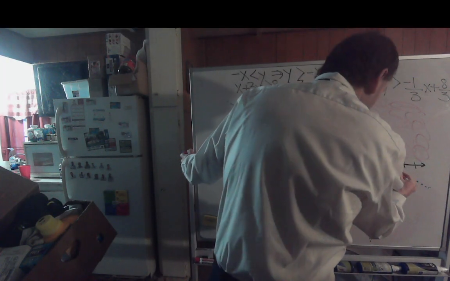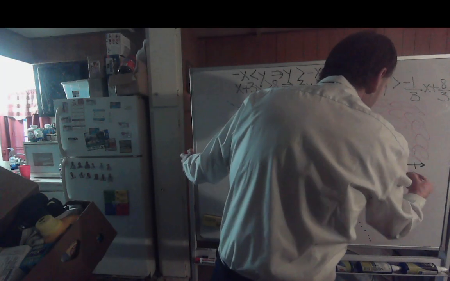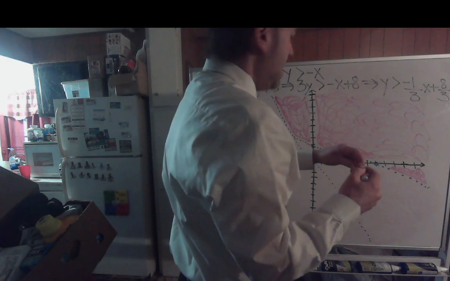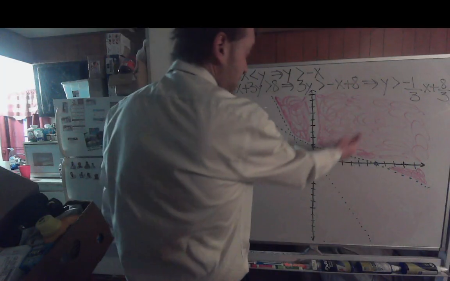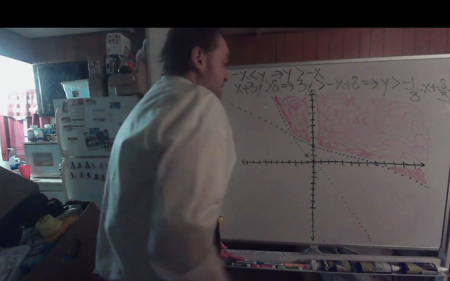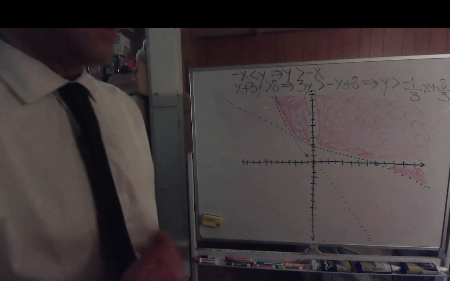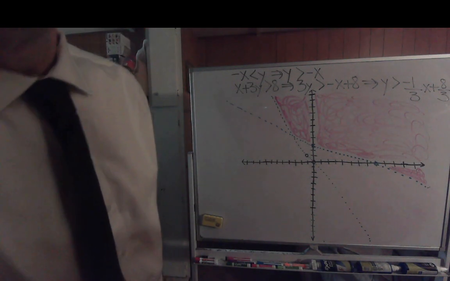And technically you'll have a little bit here too, because it's above, and since it's greater than negative 1/3 x plus 8/3 and it's greater than negative x, you're going to shade that region right in there to represent your solution set.